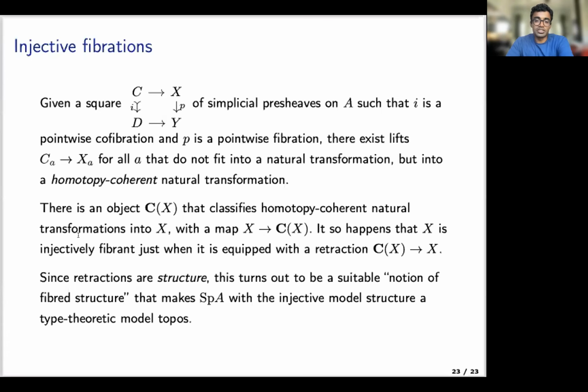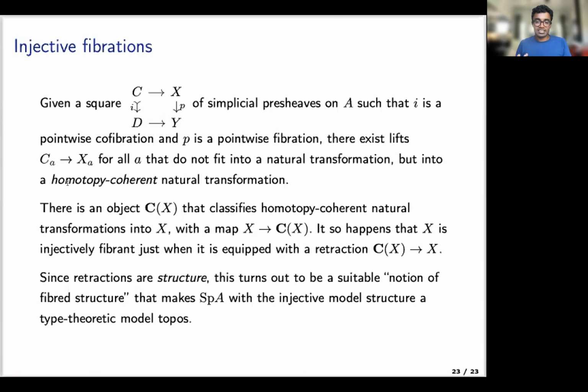They do fit into a homotopy coherent natural transformation. What that means is that the naturality squares commute up to a specified homotopy in simplicial sets, and that composing homotopies for composed squares is the composite homotopy, once again, up to a higher homotopy, and so on, and so on. And that's what a homotopy coherent natural transformation is.